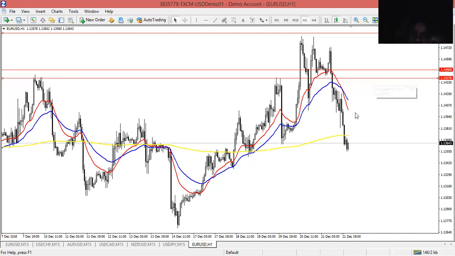So remember I told you that once you get that cross, the next thing you wait for is your pullback. You wait for your candlestick pullback. After your candlestick pullback, then you wait for it to now drop below the previous low or the previous high.